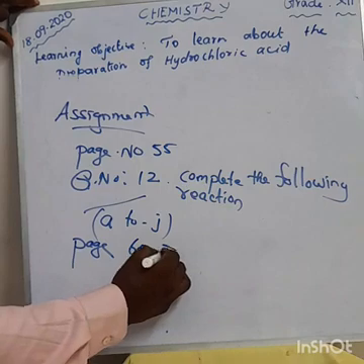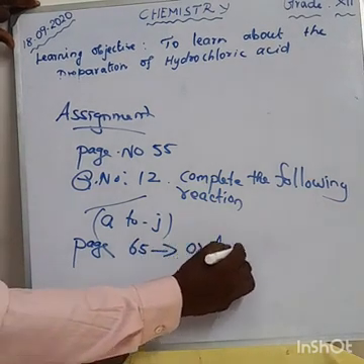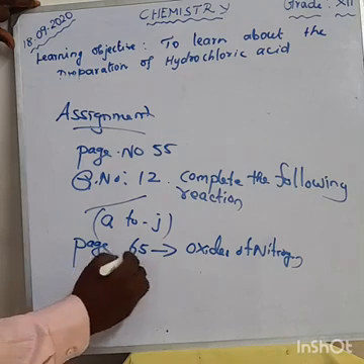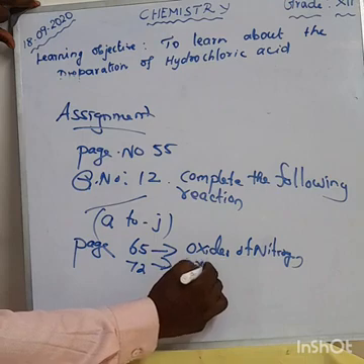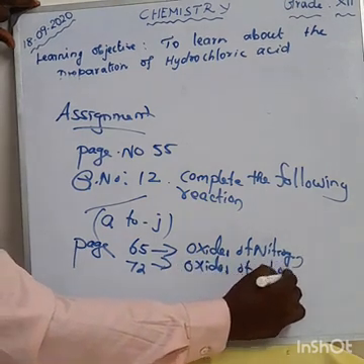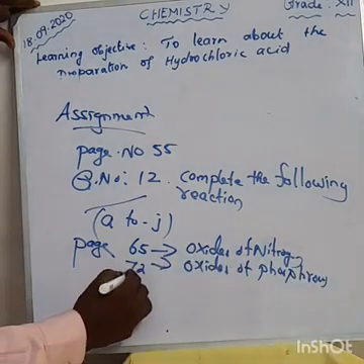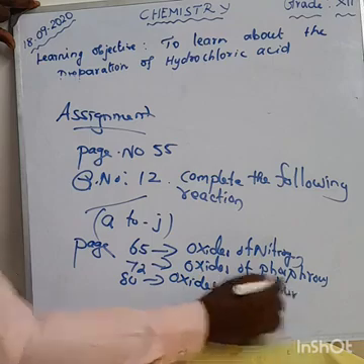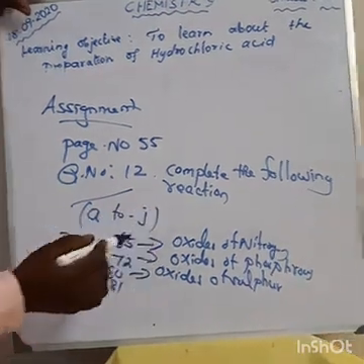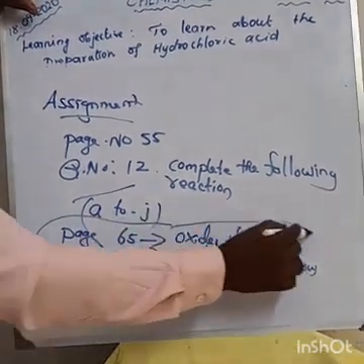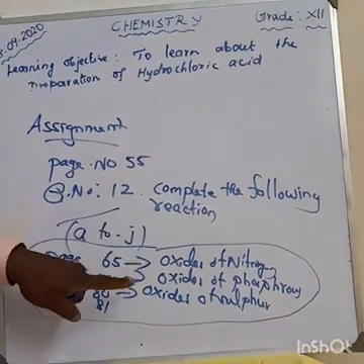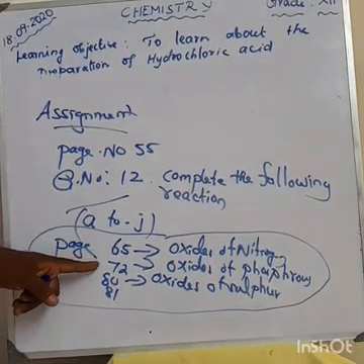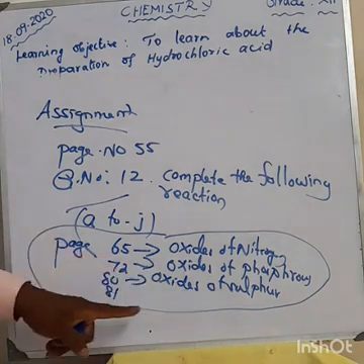And again, I am giving the page numbers. Here we are seeing oxides of nitrogen on page number 65. Oxides of phosphorus on page number 72. Oxides of sulfur on page numbers 80 and 81. Those who are interested can draw the structures of oxides of nitrogen, phosphorus and sulfur. This is not compulsory.